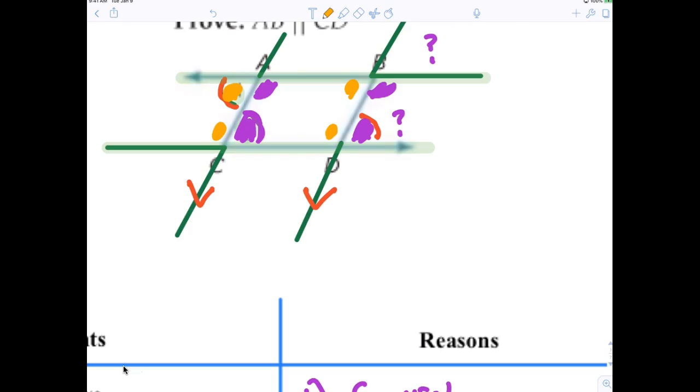Alternate interior would be a purple and a gold. Purple and gold are alternate interior. That's the best I can do, guys. Right? Alternating sides of the transversal. All right. Do you agree with me? That's not that hard.